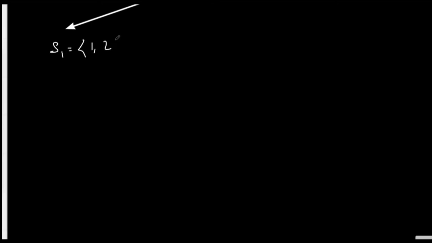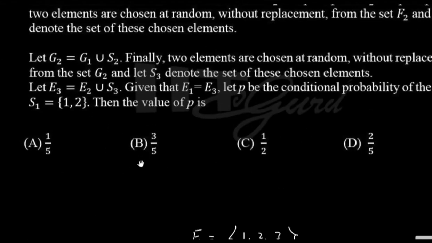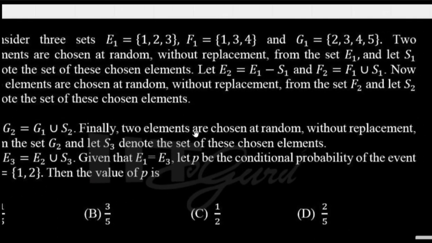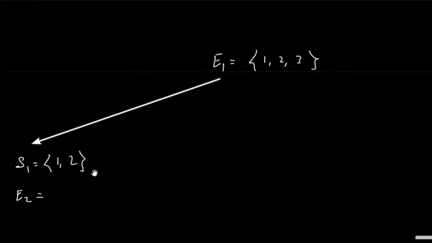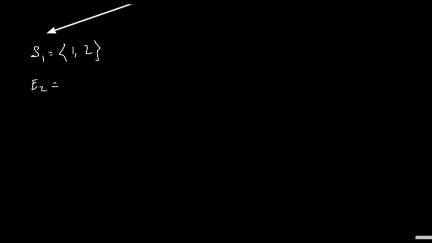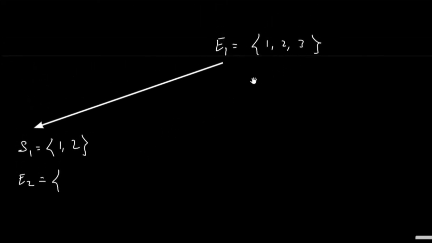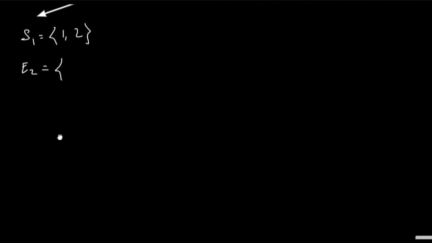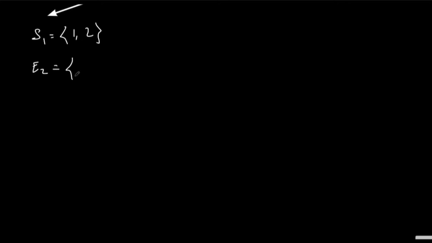If I consider the 2 elements 1, 2, what will E2 be? How to find E2? E2 you can find by E1 minus S1. E1 is 1, 2, 3 and S1 is 1, 2. So in E2, 1, 2 are eliminated and only 3 will be left. So in the E2 set there is only the element 3.